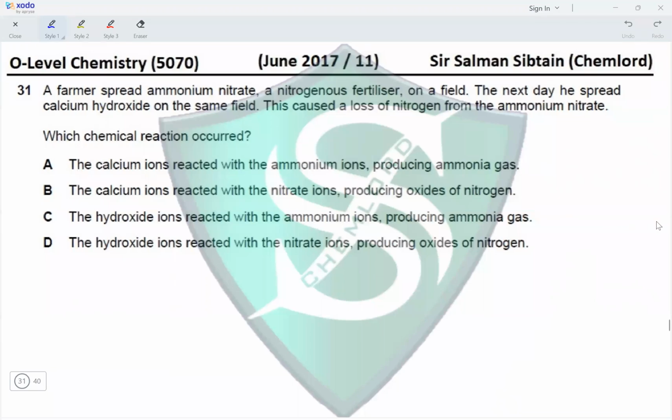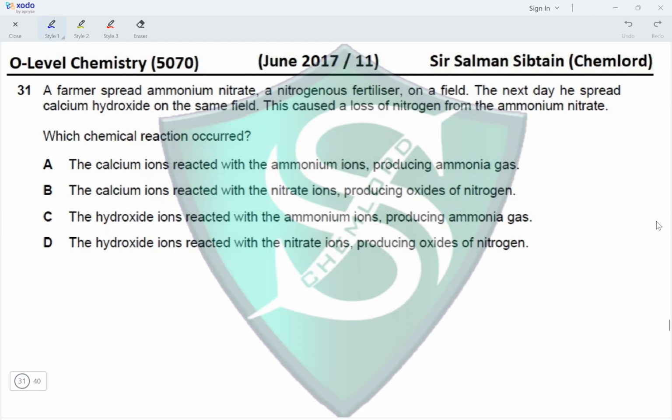Hi guys, this is O-Level Chemistry, paper 11, June 2017, question 31. A farmer spreads ammonium nitrate, a nitrogenous fertilizer, on a field. The next day, he spreads calcium hydroxide on the same field. This caused a loss of nitrogen from the ammonium nitrate.